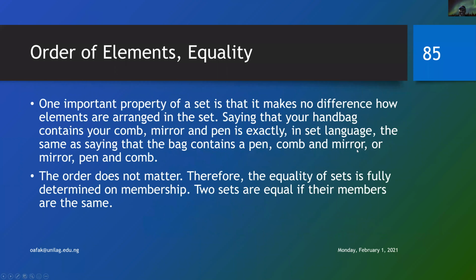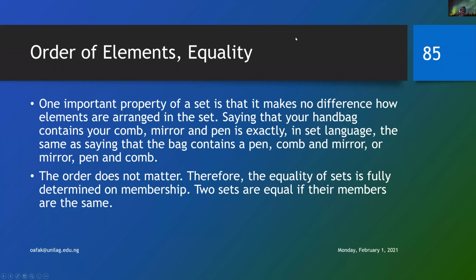So the order in which you put things in a bag, they are all in the bag. That's what matters. So the arrangement, when we are dealing with sets, the order of elements is irrelevant. So the order does not matter. And once you have defined a set in Python, the order in which the elements are in that set is irrelevant. Therefore, the equality of two sets is fully determined purely on membership and not on the order of membership. Two sets are equal if their members are the same.